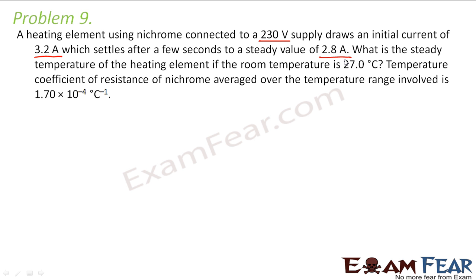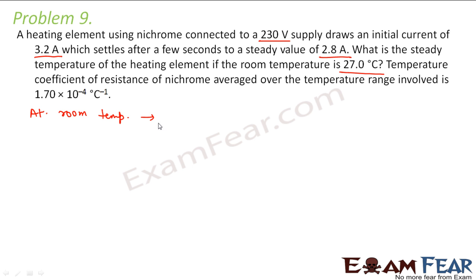So what is the steady temperature of the heating element if the room temperature is 27 degrees Celsius? So the room temperature is this much. The temperature coefficient of resistance of nichrome averaged over the temperature range involved is 1.70 into 10 to the power minus 4 per degree Celsius. So now in this case what happens at room temperature?